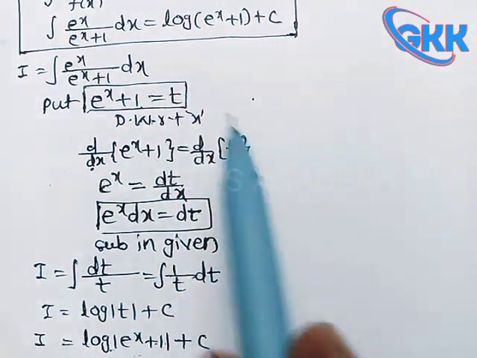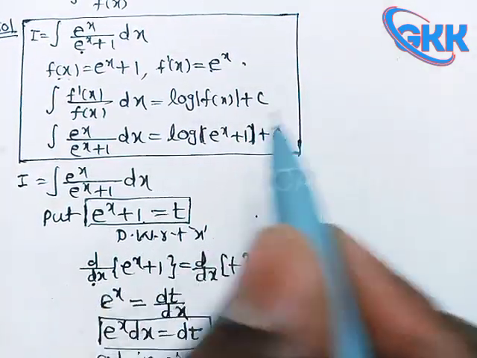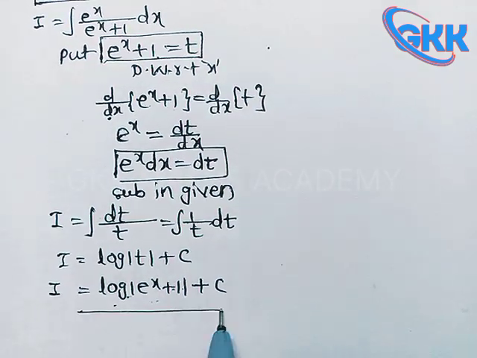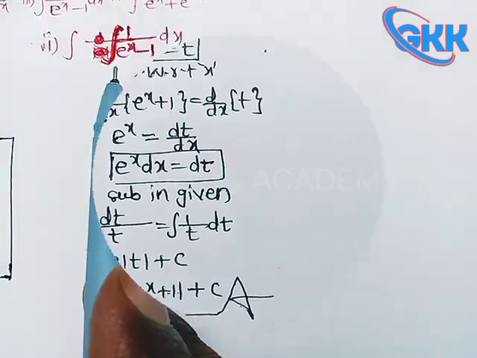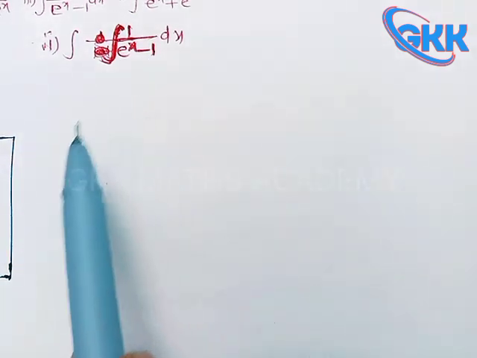So here you can keep the log, you can keep the mod, no problem. Okay, this is our final answer. Clear all of it? And we'll discuss. Integral of 1 upon e power x minus 1 dx.